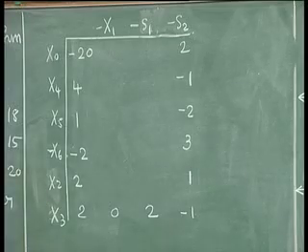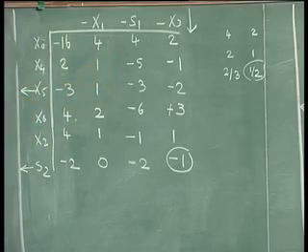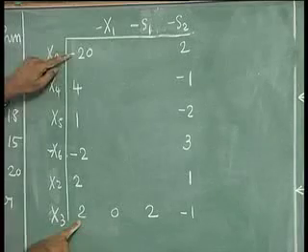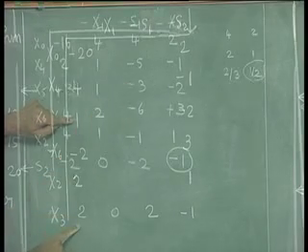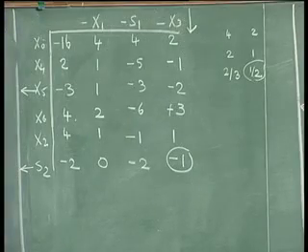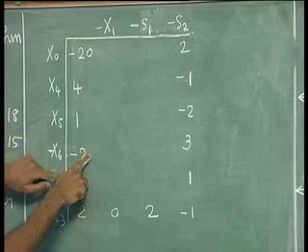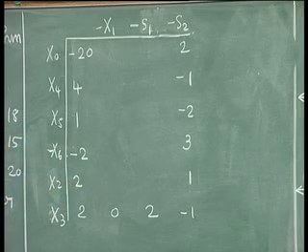Repeat, -16 minus 2 into 2 is -20, 2 minus 1 into 2, 2 plus 2 is 4, -3 plus 4 is 1, 4 minus 6 is -2, 4 minus 2 is 2.